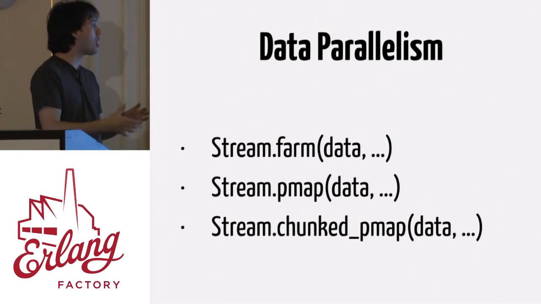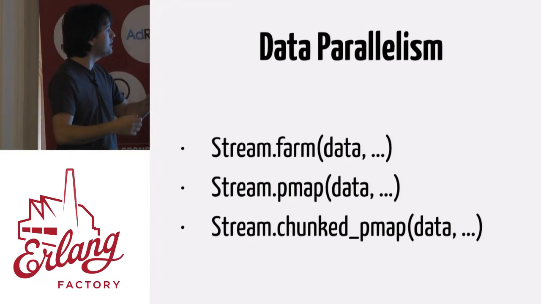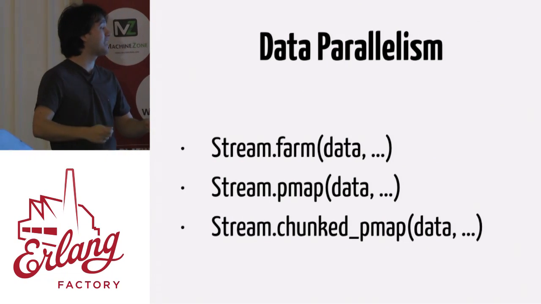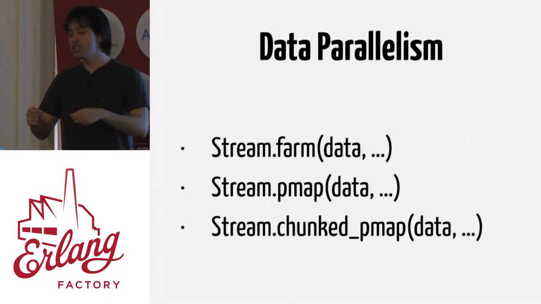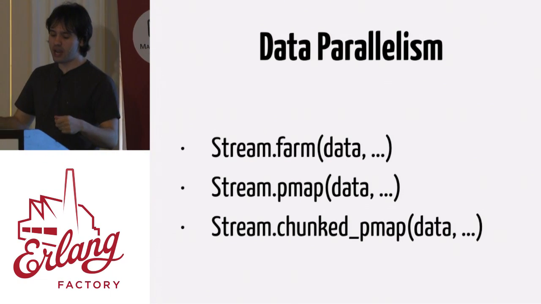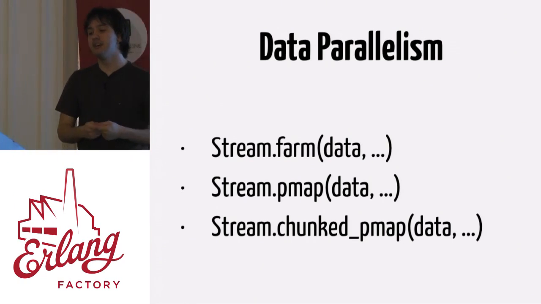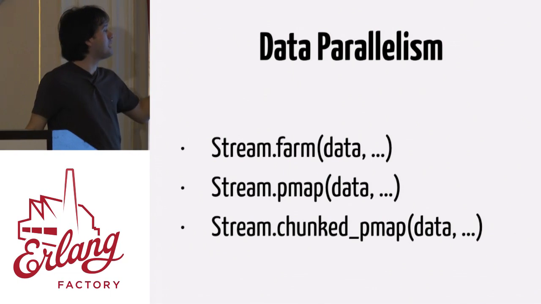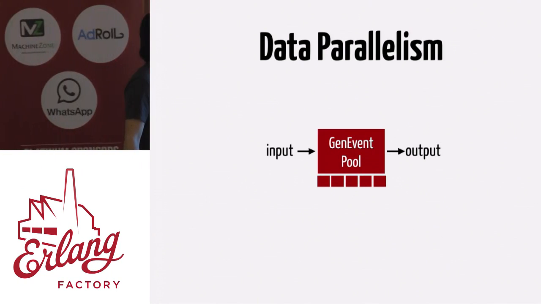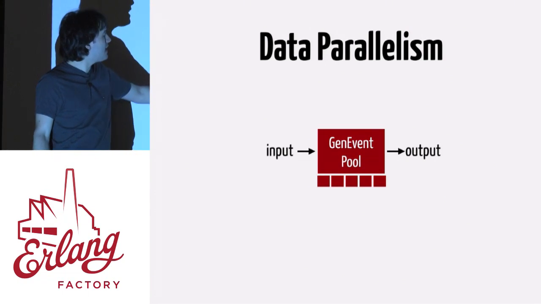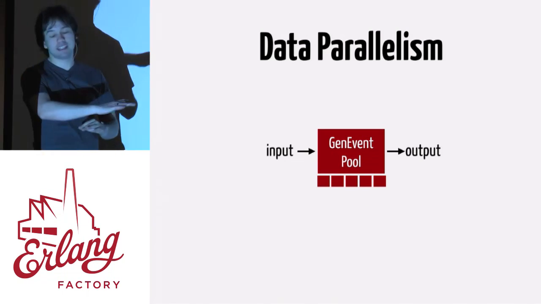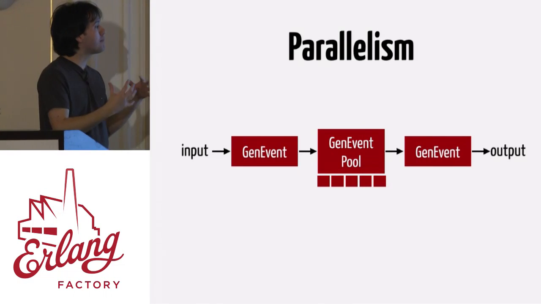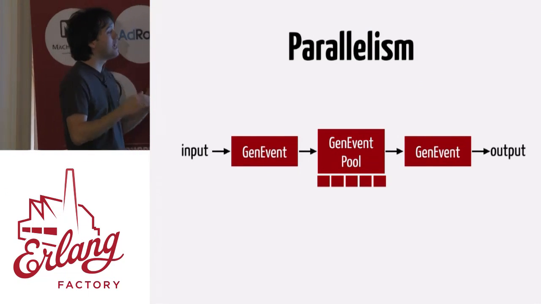We can think about farm. We can think about PMAP that starts, for example, one process for every data, and we don't care. If we need, we start like 10,000 processes. Or we can think about chunked PMAP that starts a process for every 10 entries in the data, okay? And basically, what this allows us to think about is the data parallelism, which is exactly a GenEvent pool that is receiving input, delegating it to a child GenEvent, and sending it as output, okay? When we put everything together, we can really have those pipelines, right, of data coming through and then going out.